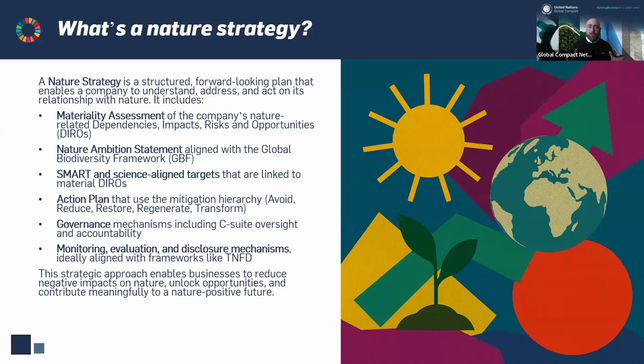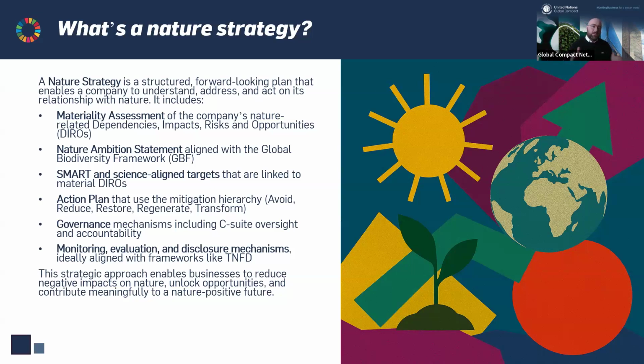A nature strategy should also include a nature ambition statement aligned with the global biodiversity framework to halt and reverse nature loss by 2030 and to act and live in harmony with nature by 2050, which is the overarching ambition of the global biodiversity framework. It should also include smart and science-aligned targets that are linked to your materiality assessment. And we have frameworks like the Science-Based Targets Network and their guidance to support you in this.